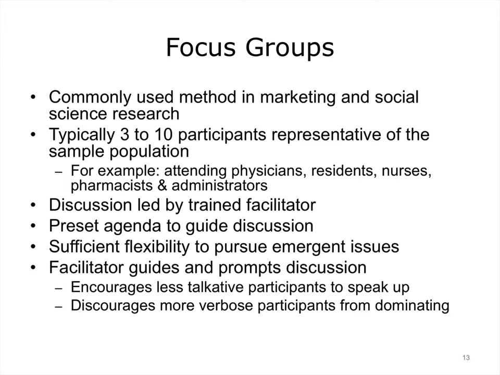Focus groups are a method that continues to grow in popularity. The method is commonly used in marketing and social science research. A focus group consists of 3 to 10 participants and a trained facilitator. The participants should be representative of the population in question. For example, if you plan to introduce a new clinical system that will be used by various physicians, nurses, and other hospital personnel, then an effort should be made to include representatives of each of these groups.